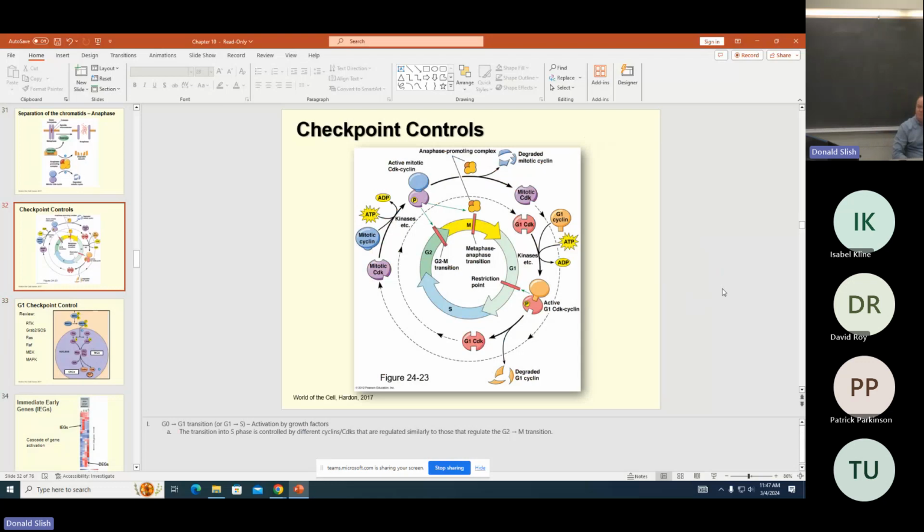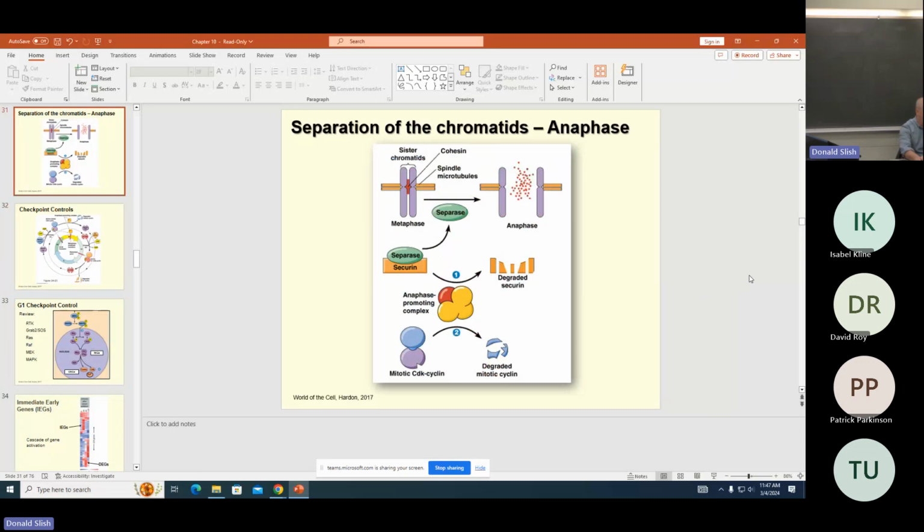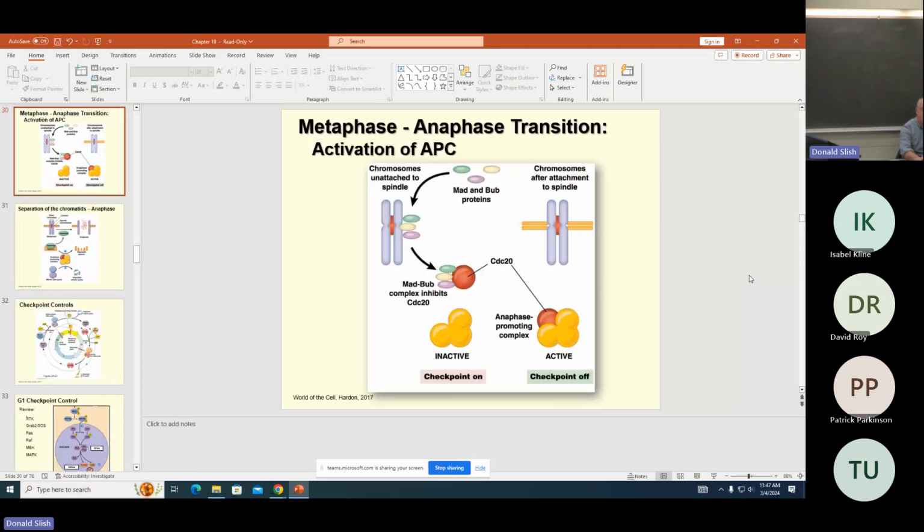I'm sorry, go ahead. So when you were first showing the slides two above this, it looked like the MAD and BUB were attacking the cohesins, but they're not. They're getting the CDC. So is CDC on the outside of the sister chromatid? Or is this just more of like the depiction that they chose? It's just a depiction, really, just to get the idea across that they're holding it there. I don't know exactly how CDC20, the MAD and BUB are interacting with the kinetochore, but it's all part of that complex.